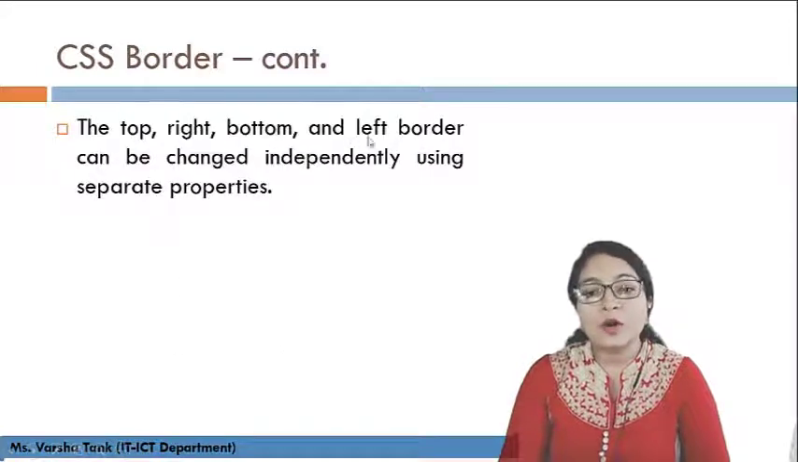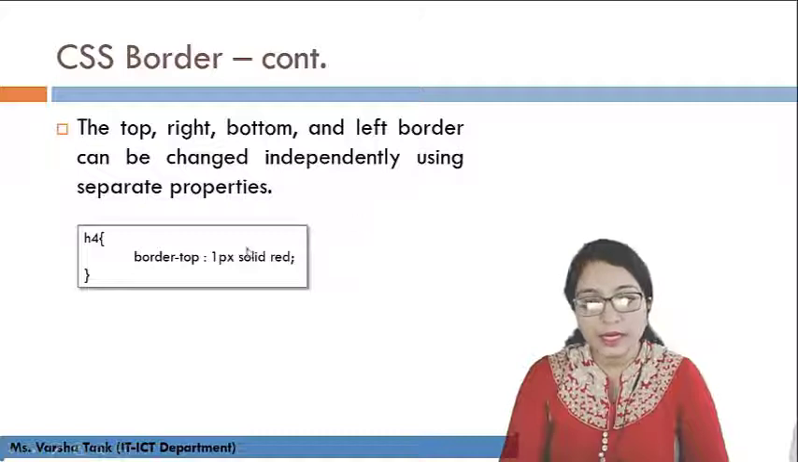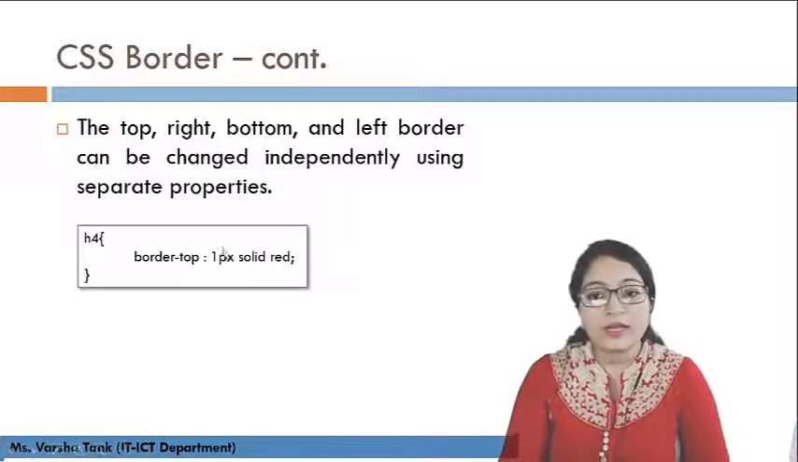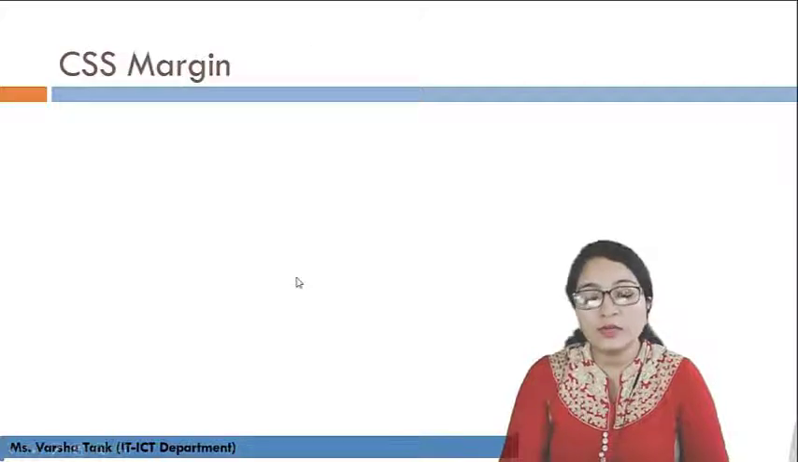The top, right, bottom, and left border can be changed independently using the separate property. So border top is equal to 1 pixel solid red. That means the first will define the width of the border, then this defines the style, and this defines the color. In this way, the shortened property also you can write.